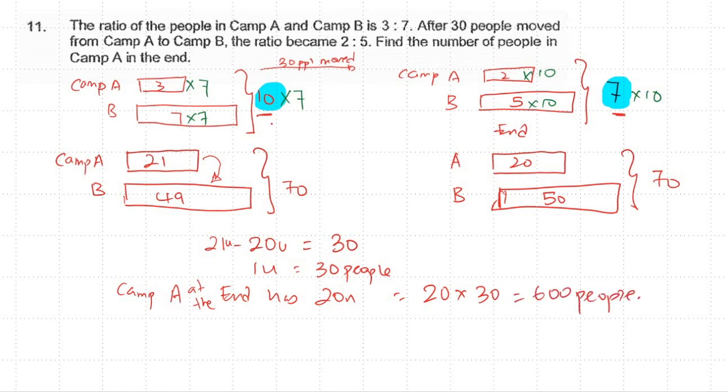Okay? Such questions, always ask yourself what should be the same, but then it didn't really show the same when you're doing your model drawing. So we try to make this the same. When we make this the same, we also adjust the things that are in the same group accordingly. From there, you can see how the whole picture unfolds. So 21, I remove 1 unit, it's actually 30 people moved off, and then it becomes 20. Then from there, you can find 1 unit is equal to how many.